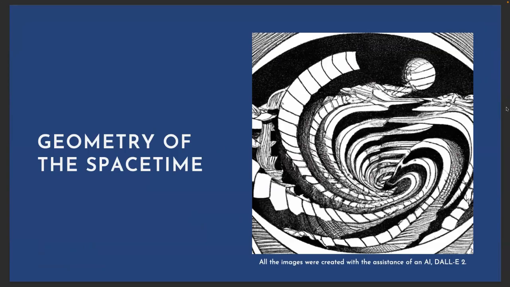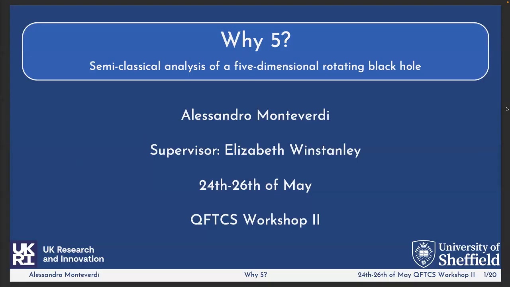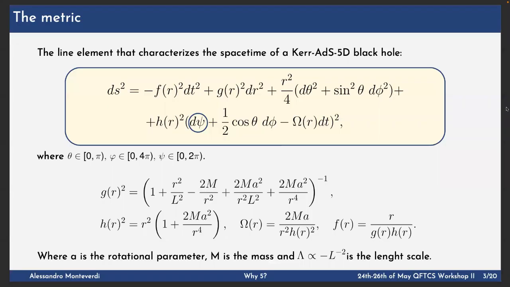So first things first, let's start from the geometry of the spacetime. This is my metric, this is my line element. Don't look at it too much, it will haunt you. And this is a Kerr-AdS 5-dimensional black hole in which we have psi as the fifth angular coordinate.